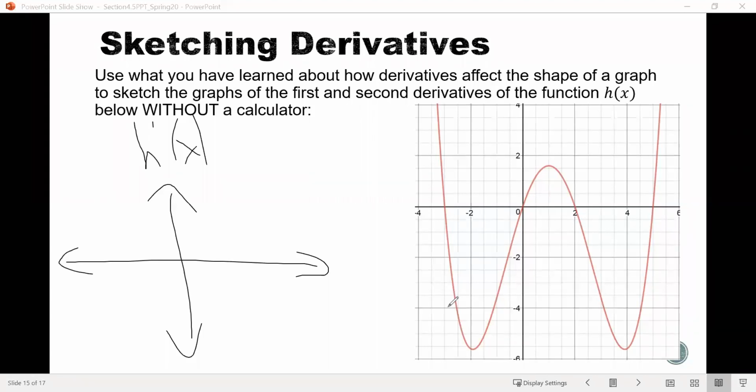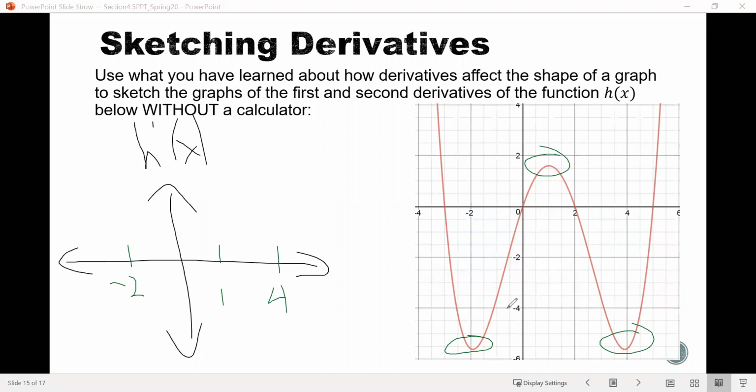And recall, as we've been talking about, those would be critical points where we have local mins or local maxes, right? So we'd be looking at this point here, and this point here. So it looks like those occur at approximately -2, 1, and 4.